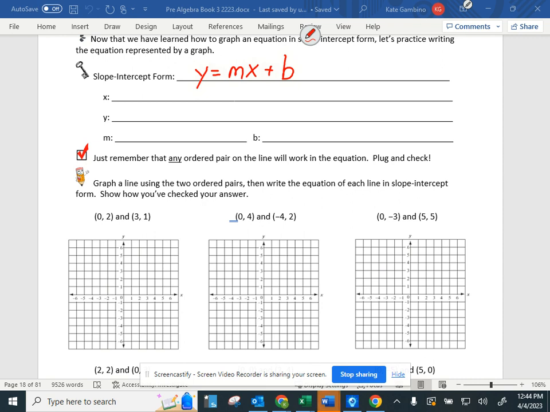So we see lots of letters here. What do they mean? What is the x? Dustin. The x value of any ordered pair on the line.